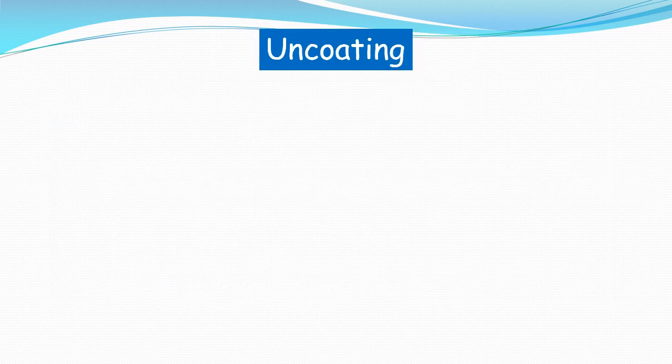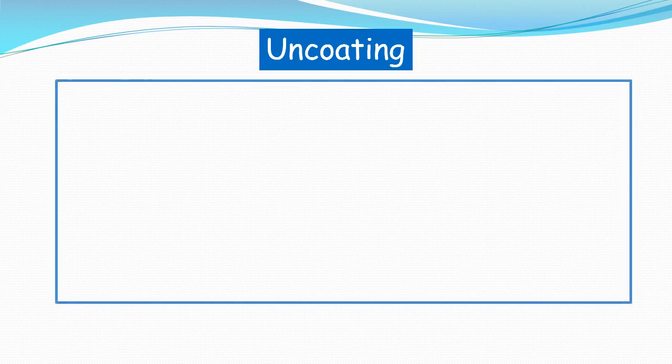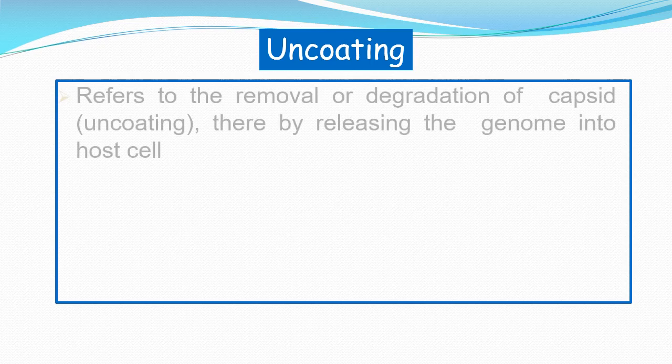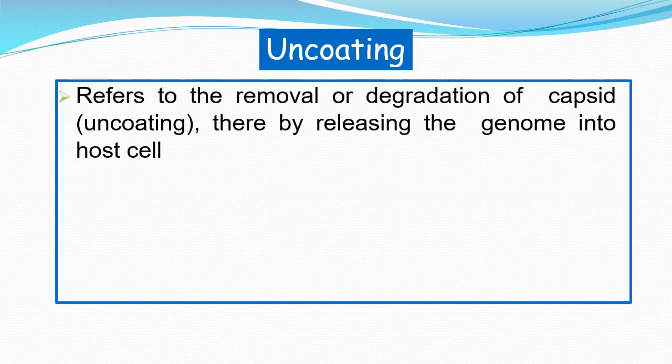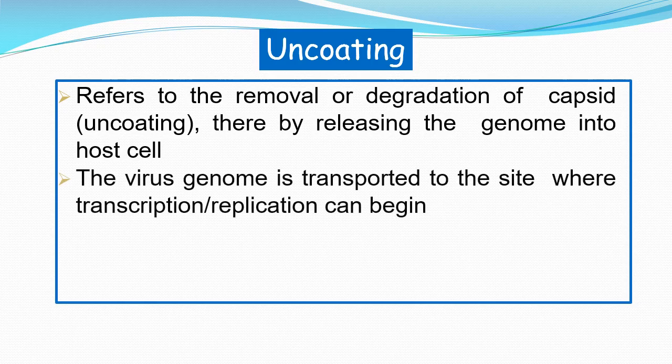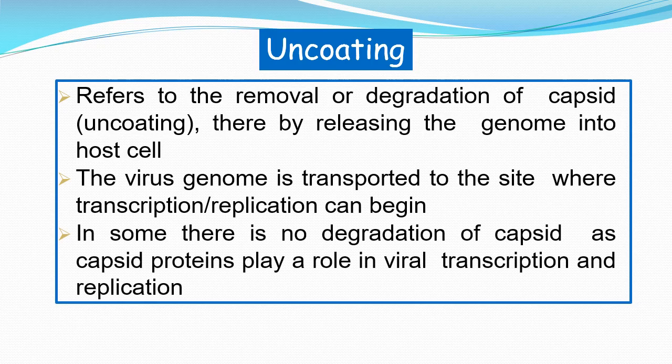The third step in viral replication is uncoating. It refers to the removal of capsid, thereby releasing the genome into host cell. The virus genome is transported to the site where transcription or replication can begin. In some, there is no degradation of capsid as capsid proteins play a role in viral transcription and replication.